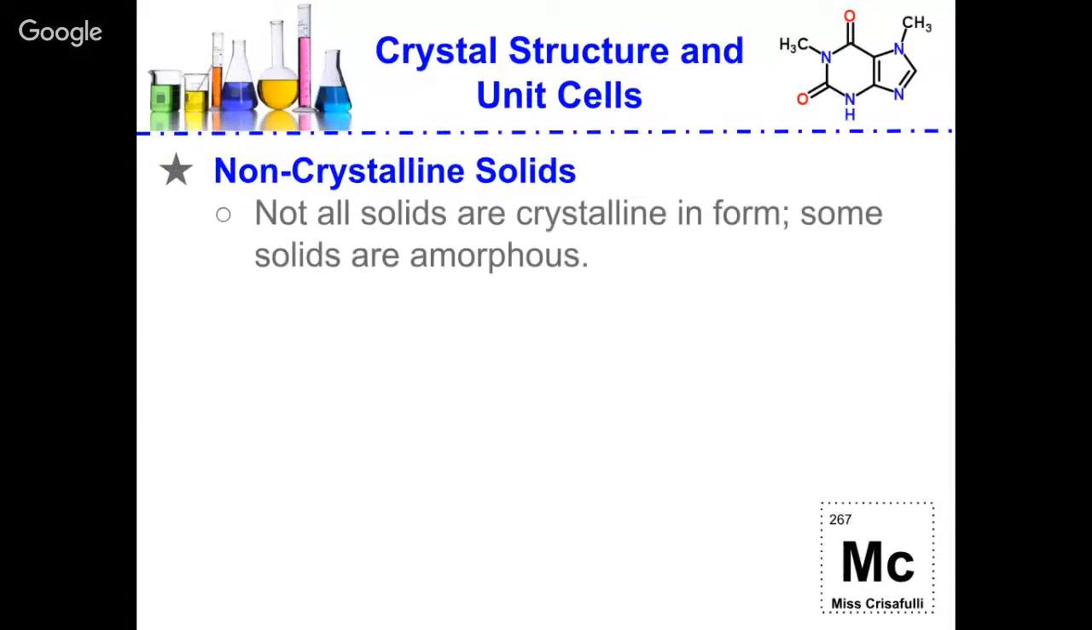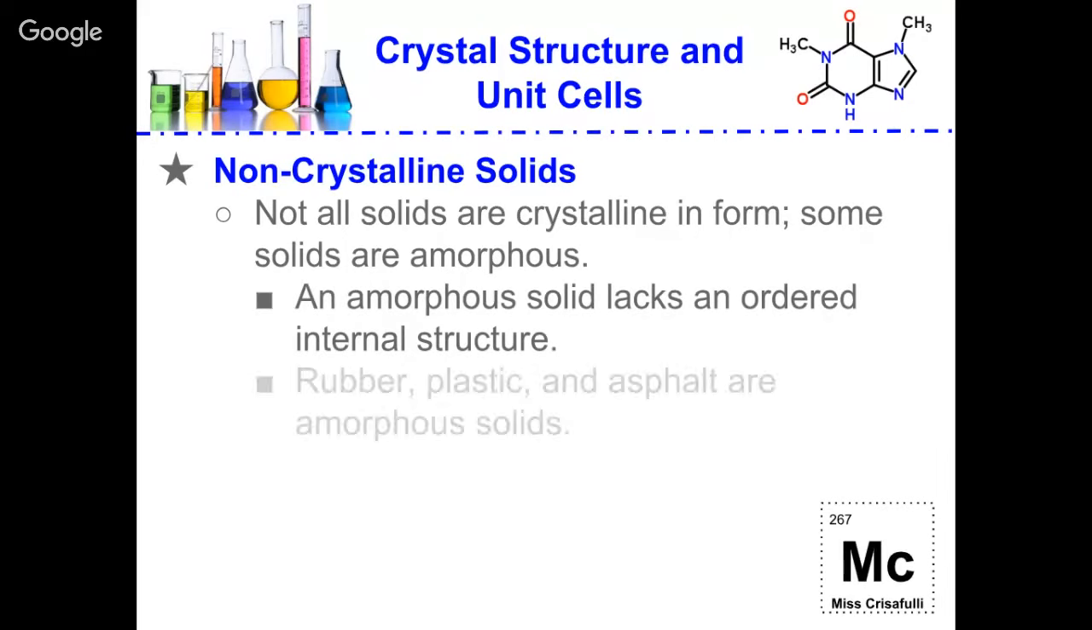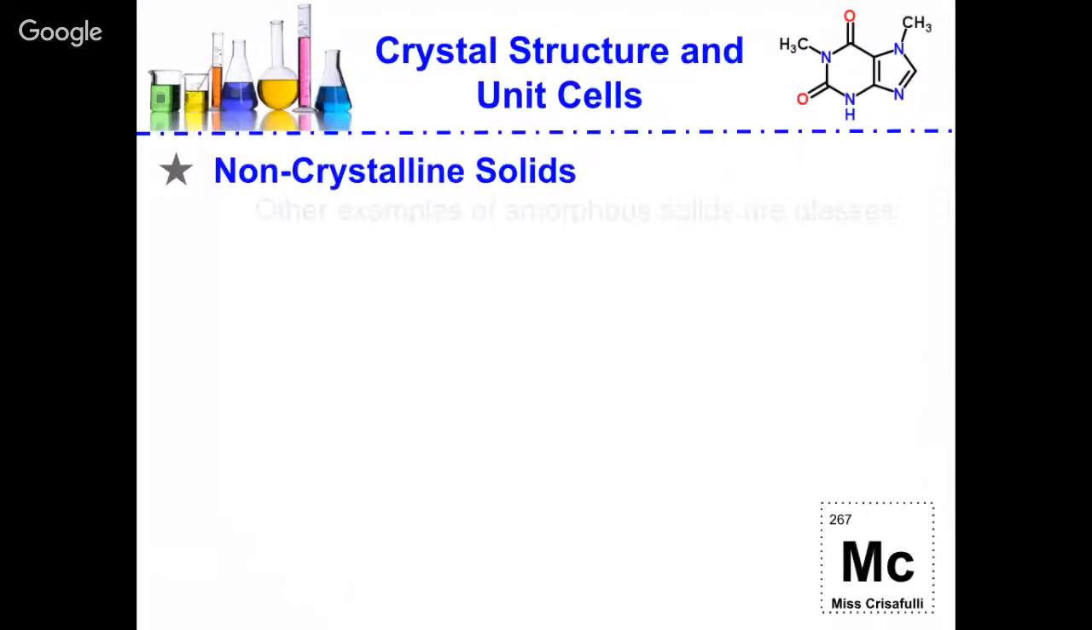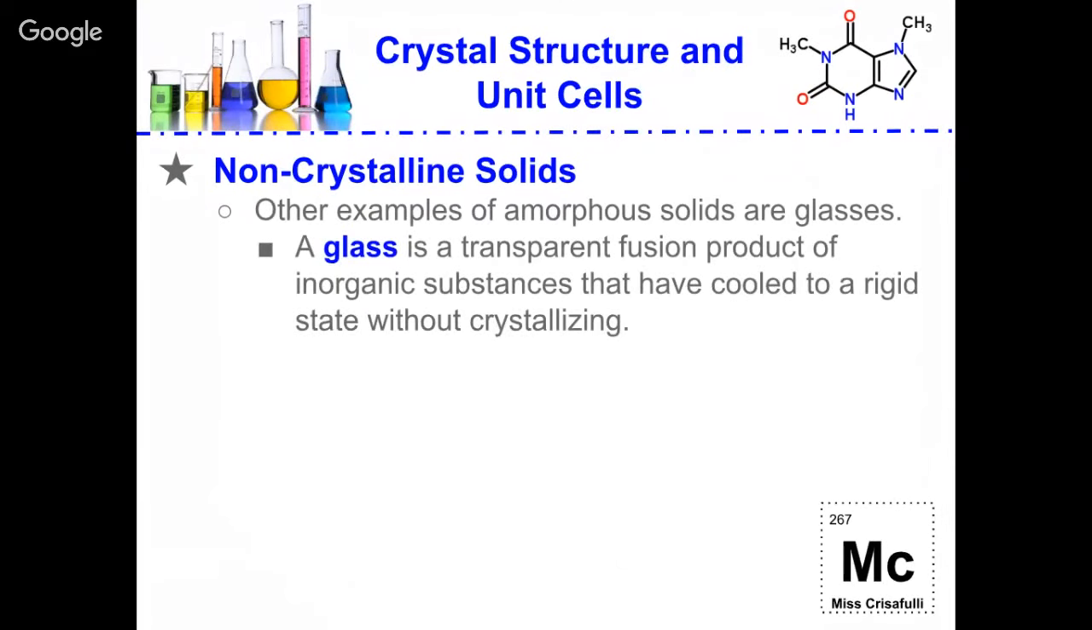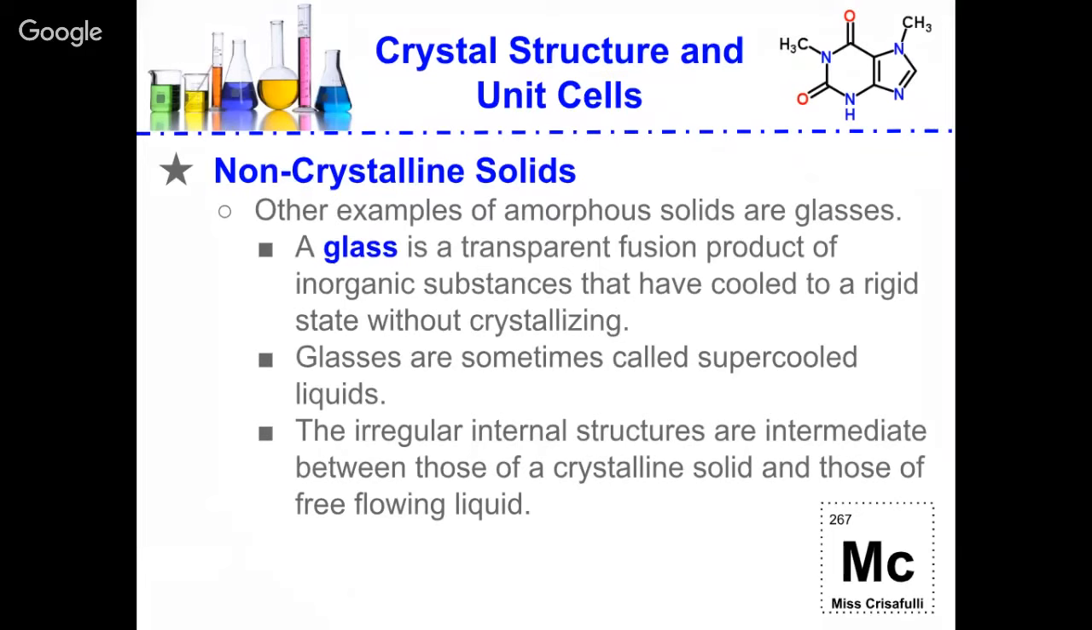Now let's talk about non-crystalline solids. Not all solids are crystalline in form. Some solids are amorphous. An amorphous solid lacks an ordered internal structure. Rubber, plastic, and asphalt are amorphous solids. Their atoms are randomly arranged. Other examples of amorphous solids are glasses. A glass is a transparent fusion product of inorganic substances that have cooled to a rigid state without crystallizing. Glasses are sometimes called supercooled liquids. Their irregular internal structure is intermediate between those of a crystalline solid and those of a free-flowing liquid.